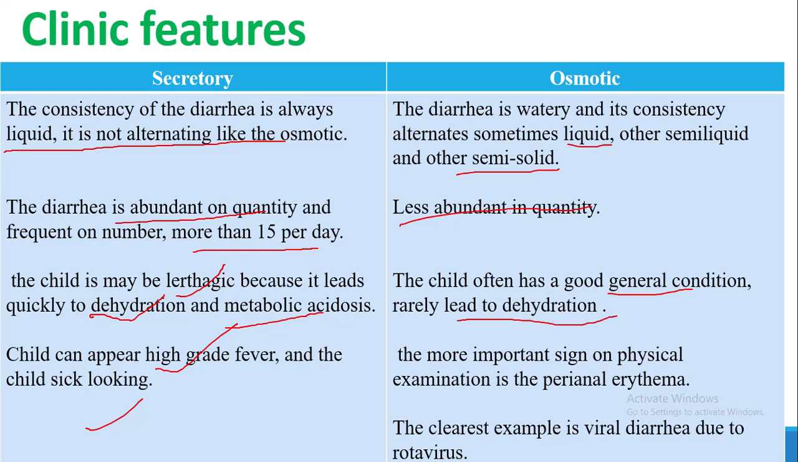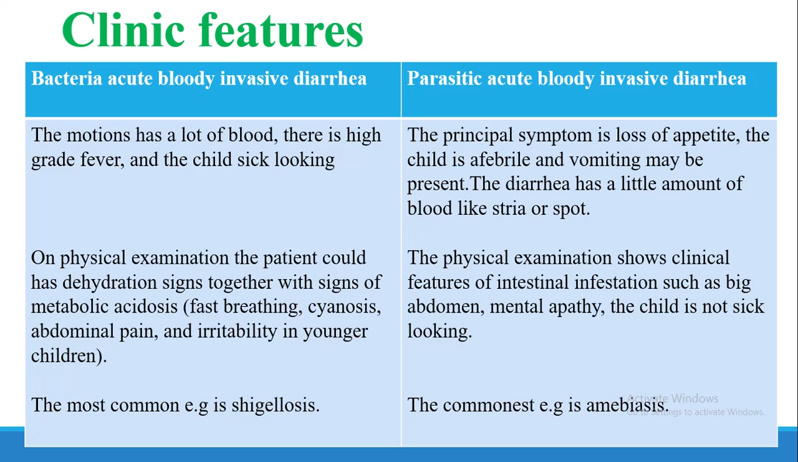However, mostly there is one prominent feature, which is perianal erythema, that can occur. And the clearest example is a viral disease, rotavirus, that causes the osmotic diarrhea. You will also be required to know the difference between bacterial presentation and parasitic presentation of bloody diarrhea. All these bacteria and parasites cause bloody diarrhea, but the presentation will be different in the following ways.